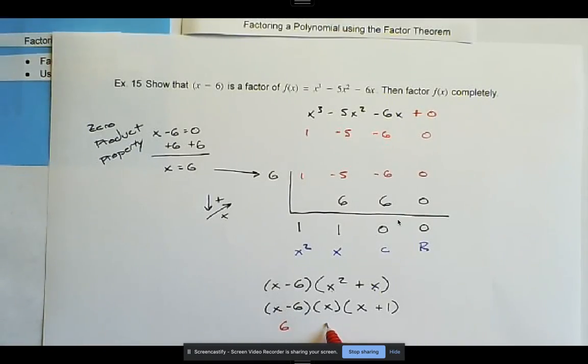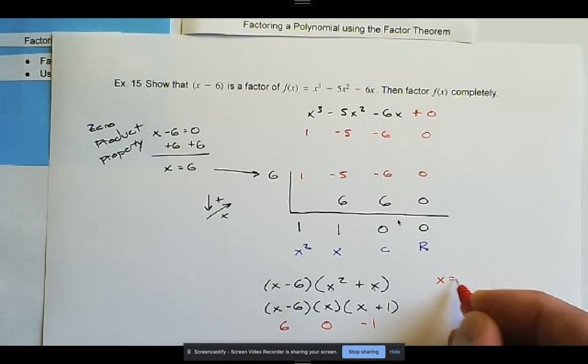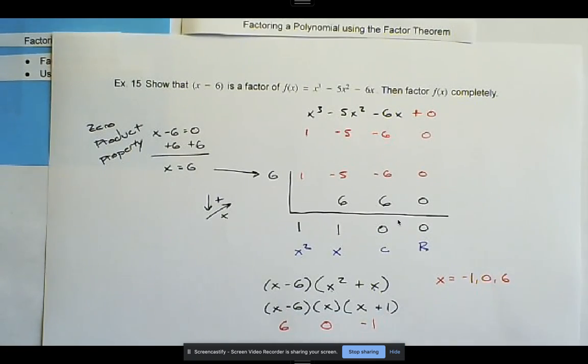And so we solve each one of these, and if we substitute in a positive 6, we get 0. If we substitute in 0, we get 0. And if we substitute in negative 1, we get 0. So the factors for this are x equals negative 1, 0, and 6.